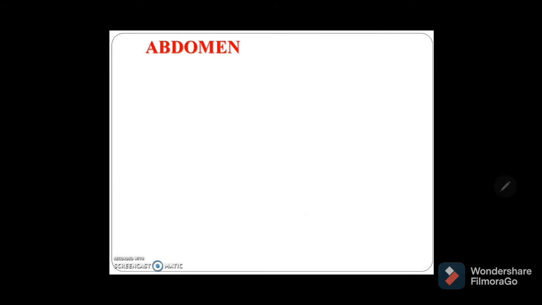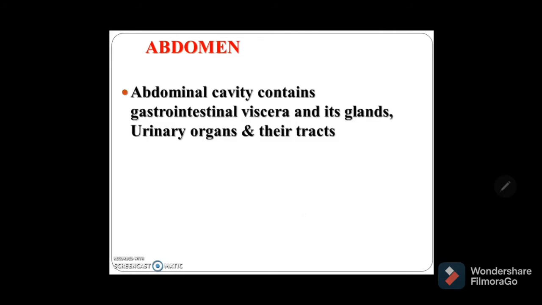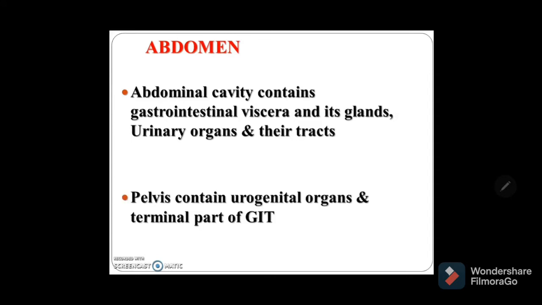The abdominal cavity contains the gastrointestinal viscera and its glands like liver, pancreas and spleen, and also contains the urinary organs like kidney and endocrine glands like suprarenal gland and their tracts. The pelvis contains the urogenital organs and terminal part of the GIT like rectum and anal canal.